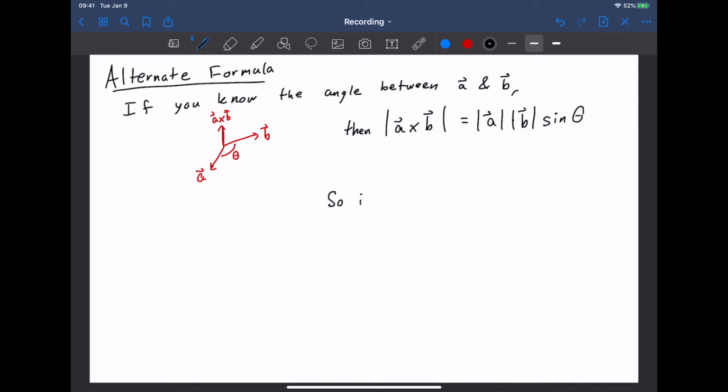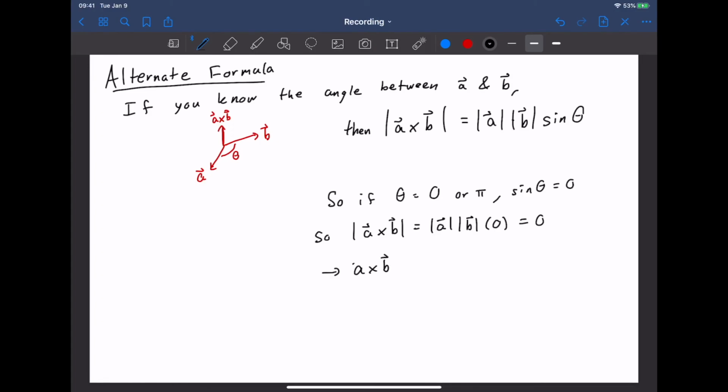if theta equals 0 or pi, sine of theta equals 0. So that would mean the magnitude of A cross B would be the length of A times the length of B, times 0, which would be 0. And as I think I've discussed in one of these videos, this means A cross B is the 0 vector. There's only one vector with the magnitude of 0, and that's the 0 vector.